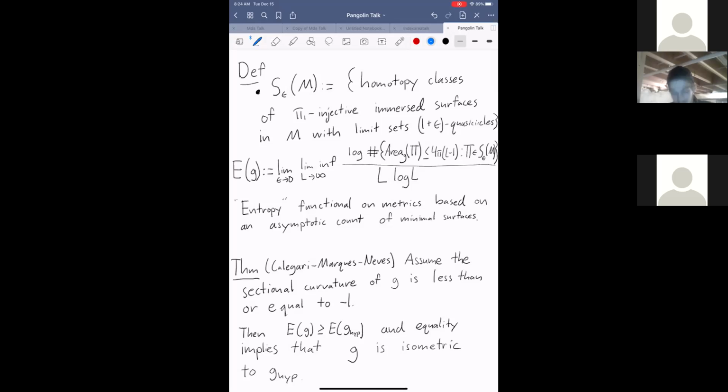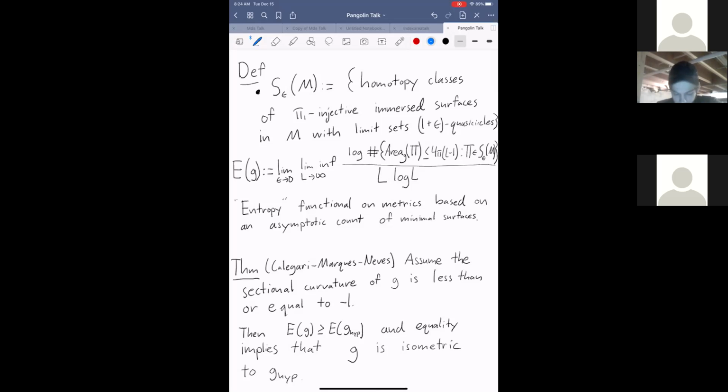Right, and so Calegari-Marques-Neves defined this entropy functional, which is defined by the following formula, which I'll explain here. What they do is send epsilon to 0 and take a lim inf of the quantity that is this fraction here, as L goes to infinity. So what does this mean?